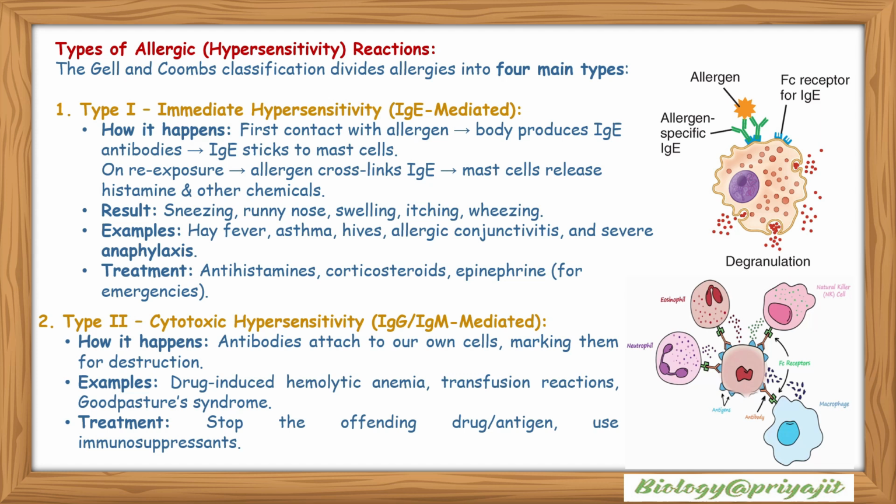Now we'll go for type 2 hypersensitivity, type 2 cytotoxic hypersensitivity, or IgM or IgG mediated hypersensitivity. How does it happen? Here the antibodies are attached to our own cells, marking them for destruction. Examples include drug induced hemolytic anemia, transfusion reaction, Goodpasture syndrome, etc. Treatment includes stopping the offending drug or antigen and using immunosuppressants.